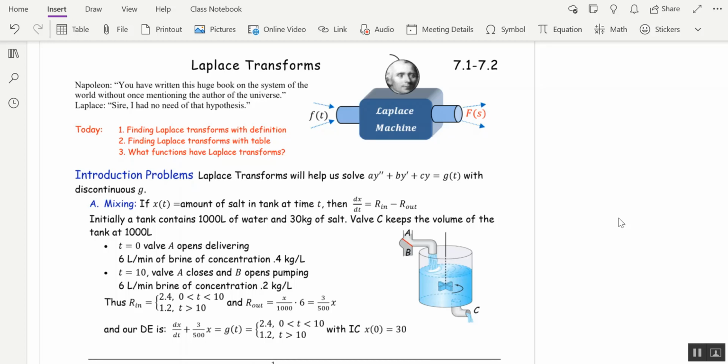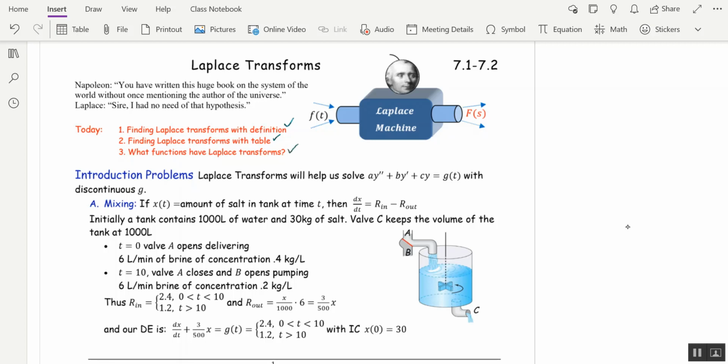Welcome to the section on Laplace transforms. Today we're going to talk about finding Laplace transforms with the definition and then with the table. Just like derivatives, Laplace transforms have a definition. It's difficult to find a Laplace transform using the definition, and so then we have a bunch of shortcuts, and those shortcuts are encoded in the table. And then we'll end with what functions have Laplace transforms.